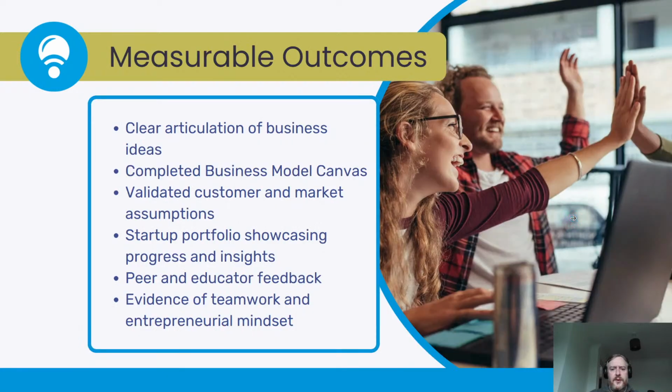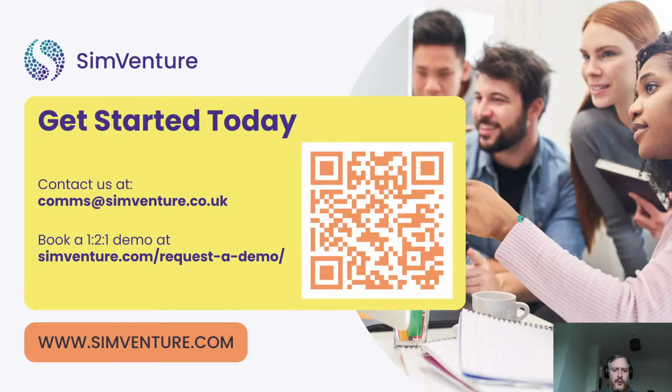Right, so there's a range of measurable outcomes, and we'll be getting to Validate very shortly. In terms of the clear articulation of the business ideas that the students have come up with, the completed canvas obviously is an outcome. Validated customer and market assumptions, and feedback from the educators, and obviously evidence of teamwork and an entrepreneurial mindset as well.